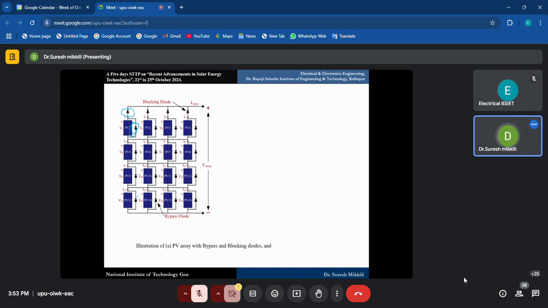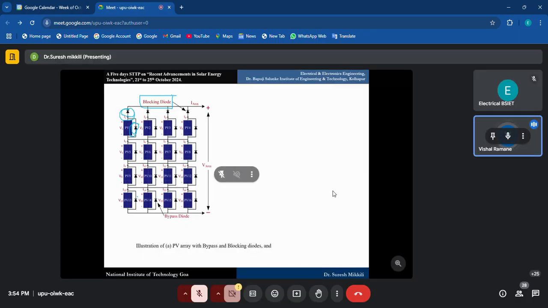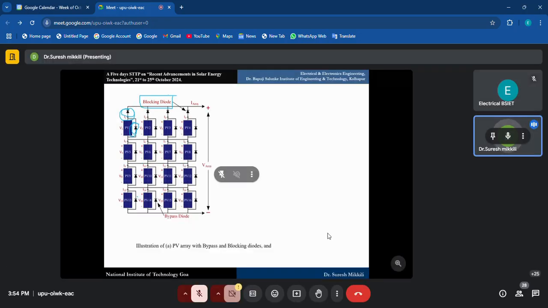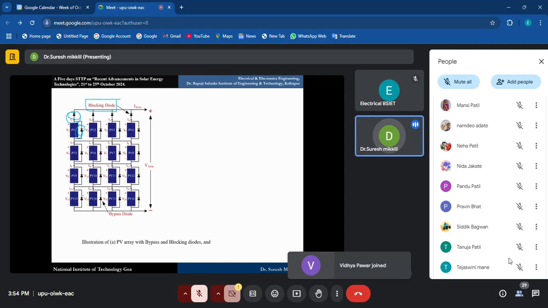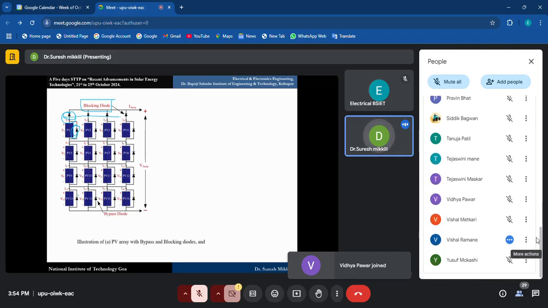The diode which is considered for a string, for every string, one blocking diode will be considered. So based on the number of parallel strings, the number of blocking diodes will be equal to the number of parallel strings. How many are there? That many blocking diodes will be there.